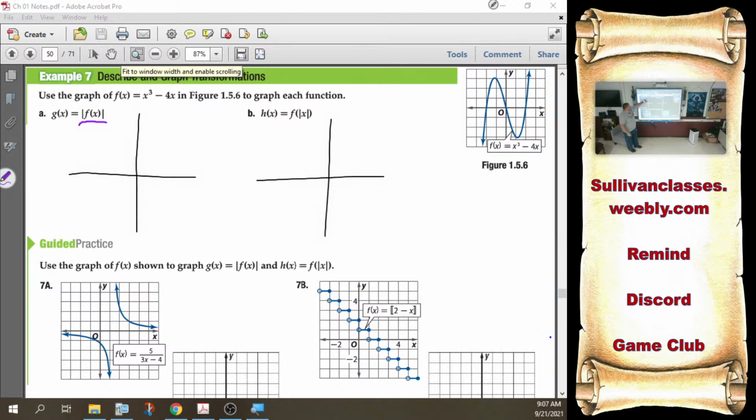I absolute value just x, not the whole thing now, only the input. What changes? Whatever is on the right mirrors over to the left. So this is still here, and then it mirrors. Okay? That's it.